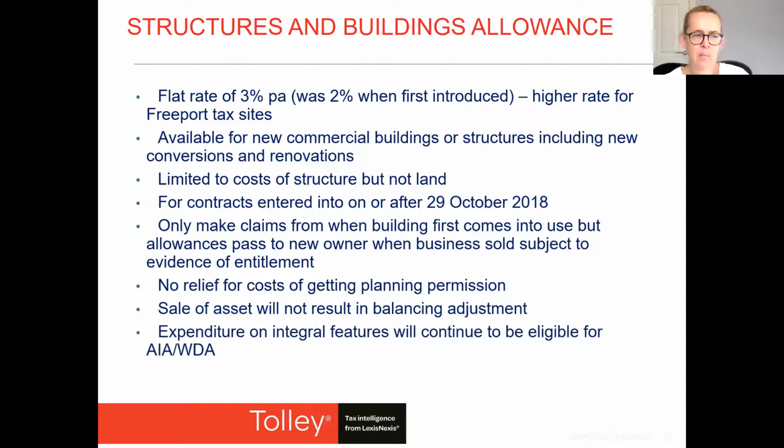Expenditure on integral features continues to be eligible for AIA or writing down allowance. And indeed, if there was any specialist plant and machinery, you would also be able to claim AIA on that. SBAs do not qualify for annual investment allowance in their own right.